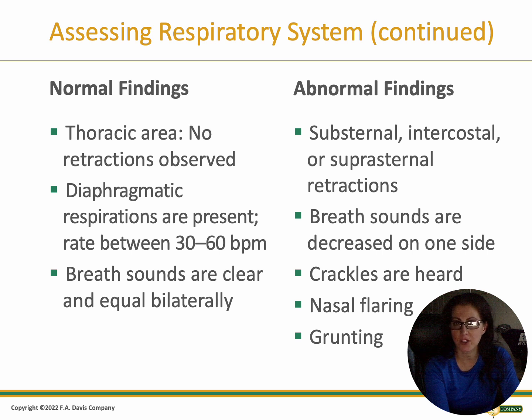When inspecting their chest, there should be no retractions. They should have a respiratory rate between 30 and 60. When they're in the resting phase, it's usually closer to the 30. When they're in a more active phase, that's usually closer to the 60. And breath sounds should be clear bilaterally.